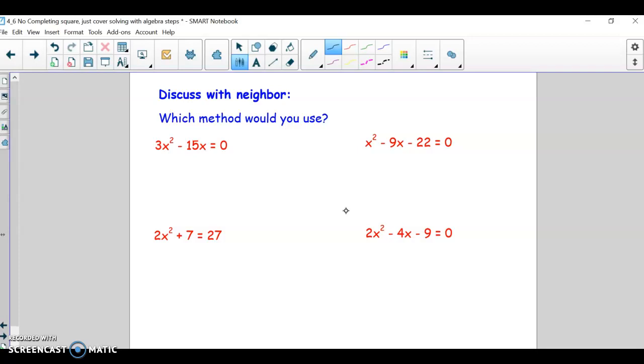In class, I normally have them discuss this with their neighbor, but for you, I'm just going to have you pause the video, write down which method you would use. And again, if you want to do some of the steps to that method, start to solve it, you can. And then unpause the video and check your work.